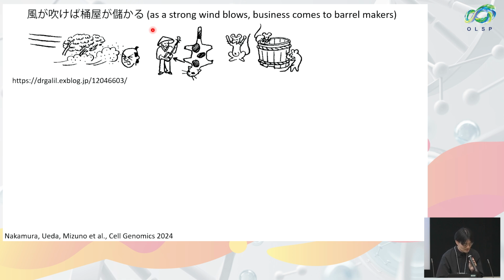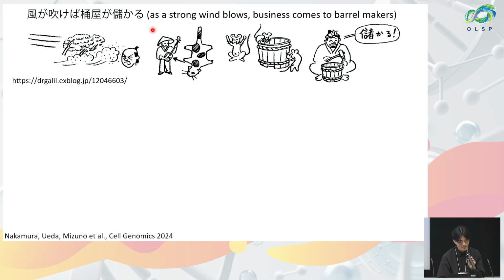And this will deplete the cat population, and the rat population will increase. Without enough cats to control them, rats cause significant damage to wooden items, including barrels. And then barrel makers will do a land office business. So this is the whole story or mechanism of "風が吹けば桶屋が儲かる".